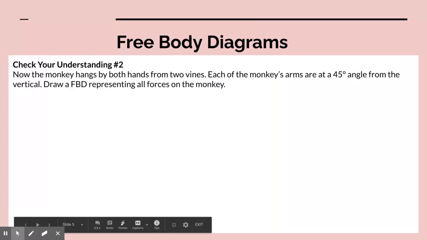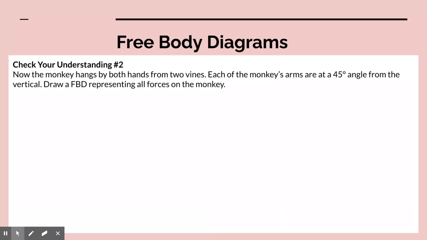Okay, check your understanding number 2. Now the monkey hangs by both hands from 2 vines. Each of the monkey's arms is at a 45 degree angle from the vertical. Draw a free body diagram representing all forces on the monkey. Pause the video here, take a whack at it yourself, and then play again to see the answer.